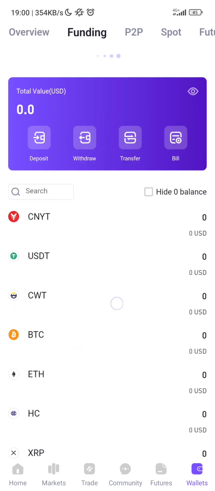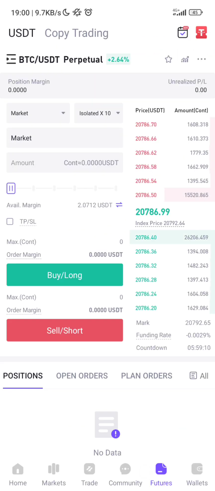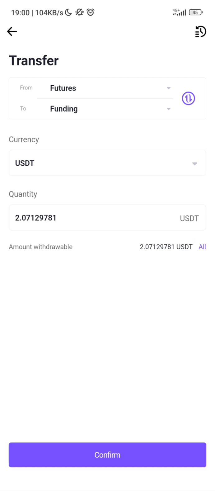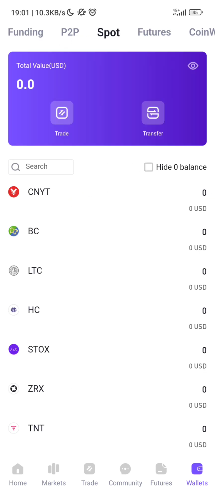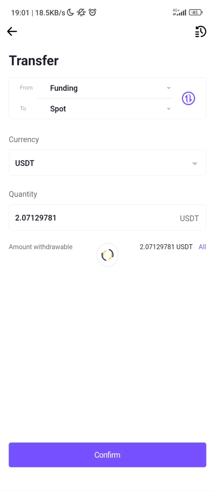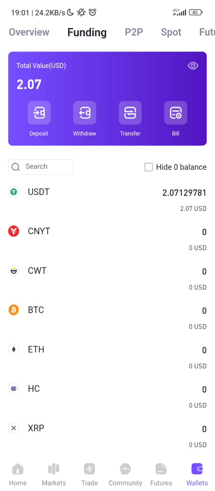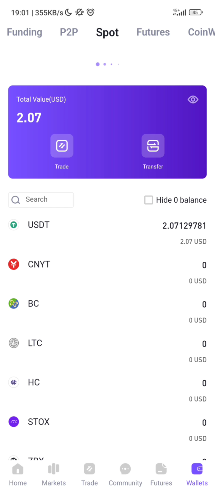Okay, let's go to funding, since we are introducing this to newbies. Let's transfer from futures back to funding. Select all, confirm. All right, let's go back. From funding, let's transfer to spot. Now this is spot trading, right? I want to quickly explain the difference between spot trading and futures trading. Why is it taking so long? All right, so now this is it here.